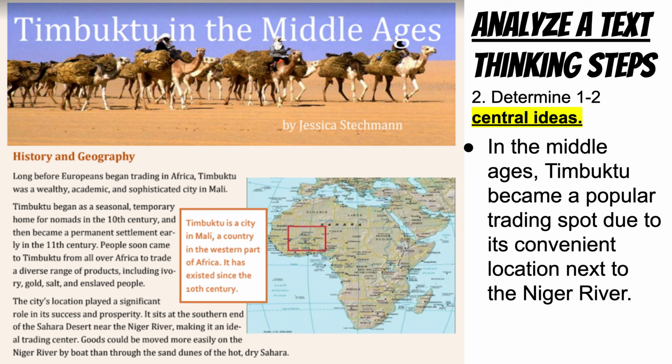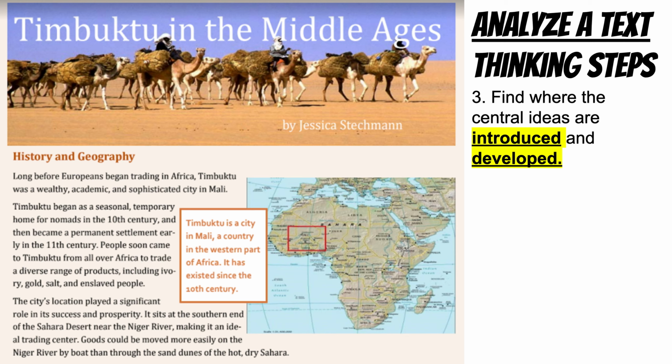Now we need to find where these central ideas are introduced and developed. The first time that the author talks about the importance of trade is in paragraph 2. Then the author goes on to talk about the importance of geography in paragraph 3, when she discusses the importance of its location next to the Niger River.